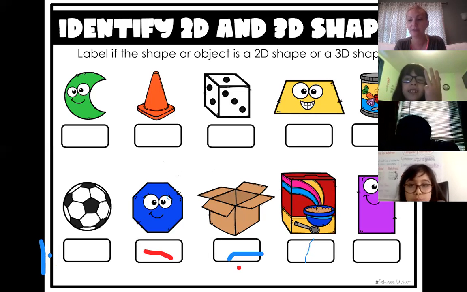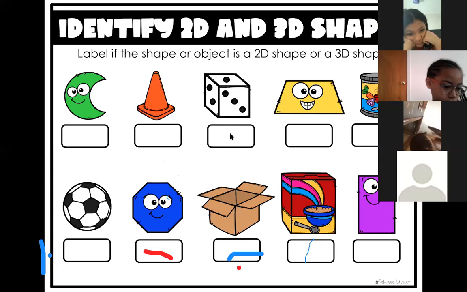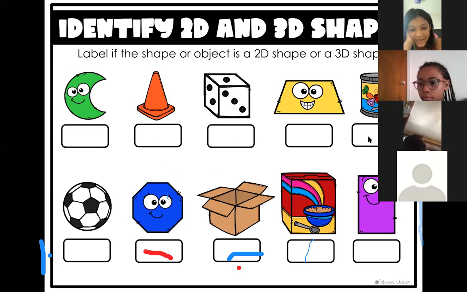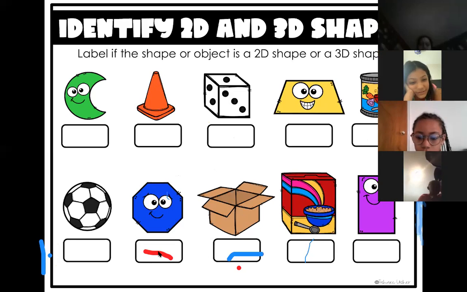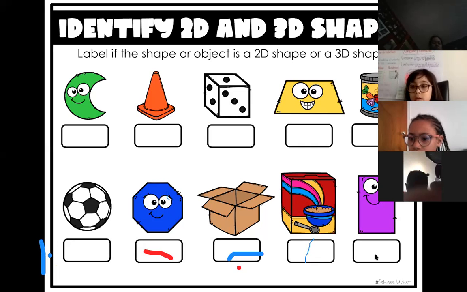3D. Thank you, Gabby. Thank you, Yana. All right, the dice. 3D. Brianni, thanks. This trapezoid. 2D. Thank you. This can of food. 3D. Soccer ball. 3D. Octagon. 2D. The box. 3D. Box of cereal. 3D. And the rectangle. 2D. Great. I knew I had a lot of smart friends.